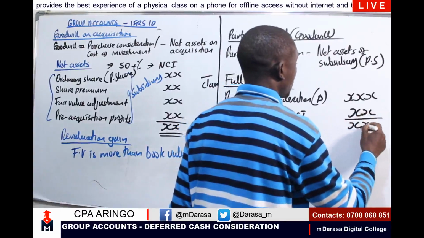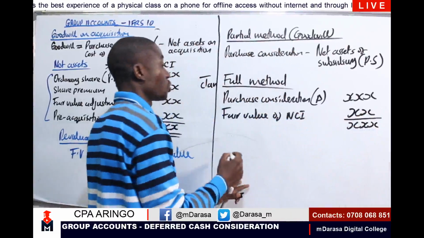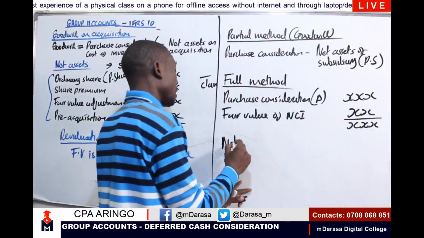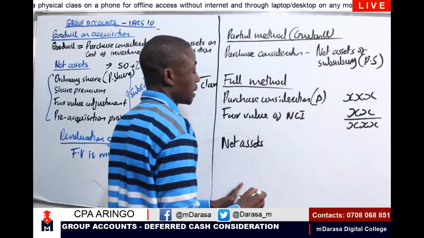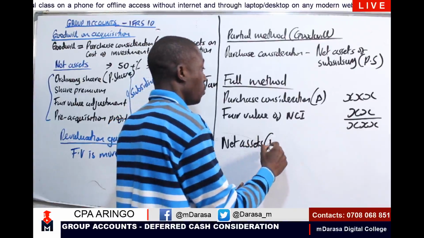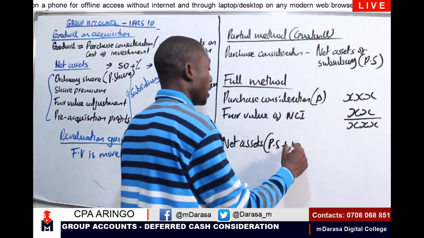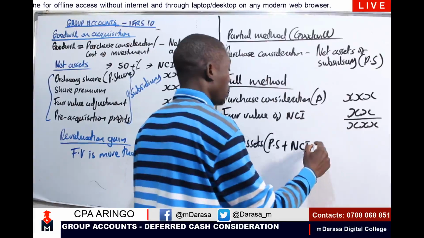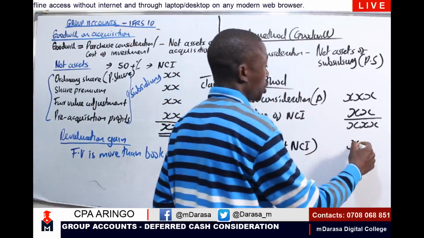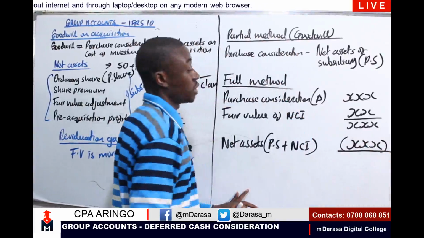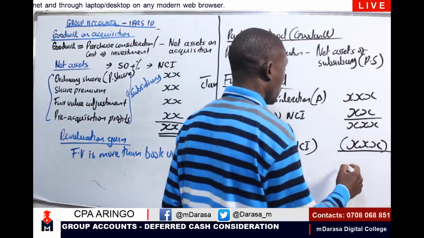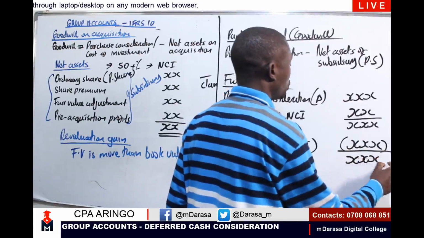Then, on that event, my good students, whatever that you're going to do, we're going to deduct what? The net assets of the subsidiary. In this case, you're talking of what? Both parent share plus NCI share. So that at the end of the day, whatever I'll be having here should give us what? Our goodwill. Total goodwill.